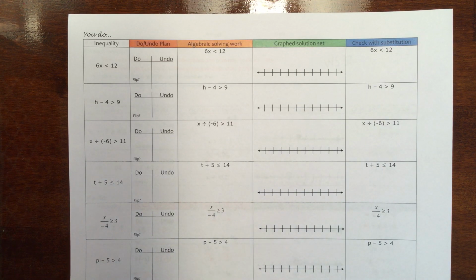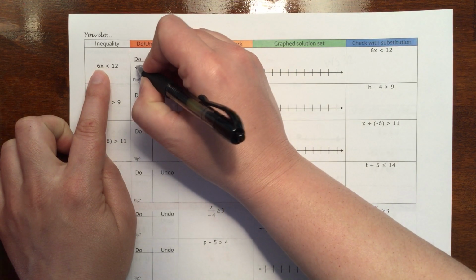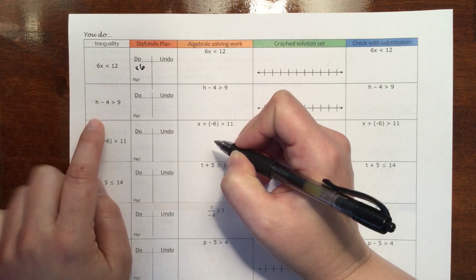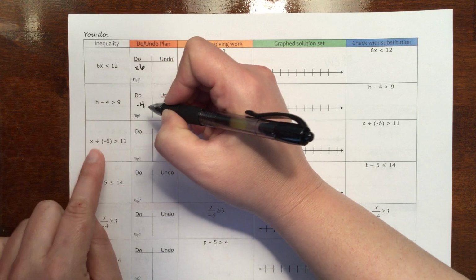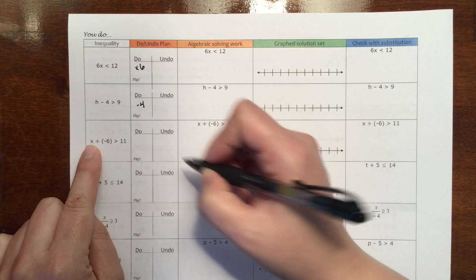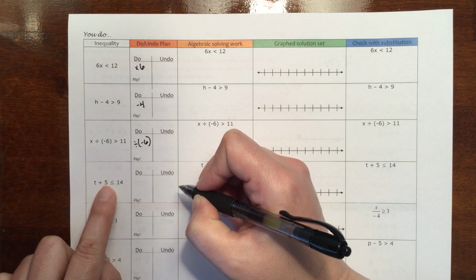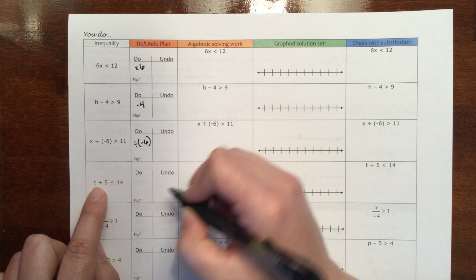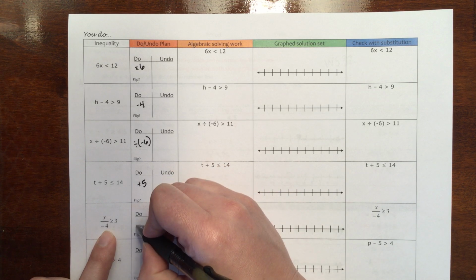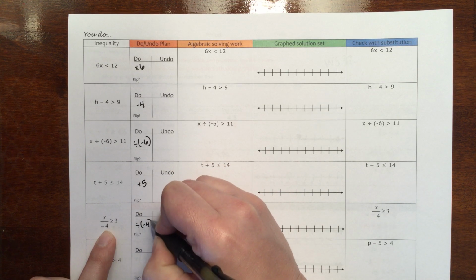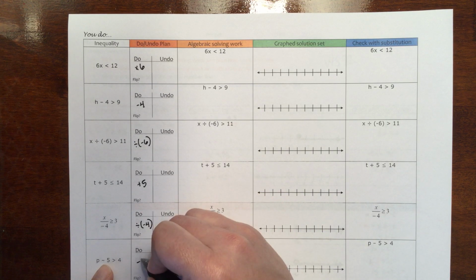For number 1, what's being done to the variable, it's touching with 6, and when they touch, that means multiplication. What's being done on number 2 is subtracting 4 from h, dividing by -6. Here, 5 is being added onto t, the variable. Here the x is being divided by -4. And here, 5 is being subtracted from p.